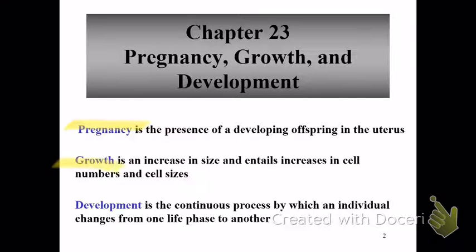Growth, an increase in size. As the embryo gets bigger, the number of cells increase. And then development is the continuous process by which an individual changes from one life phase to another. So make sure you know all three of those. Pregnancy, you got the offspring in the uterus. Growth, increase in size, increase in cell number. The development, the continuous process by which an individual changes as it goes from one life phase to another. So all three of those.